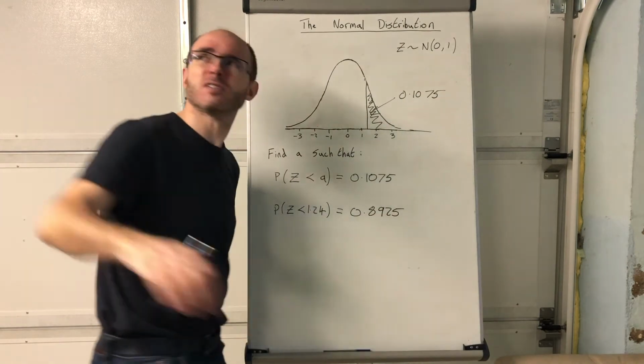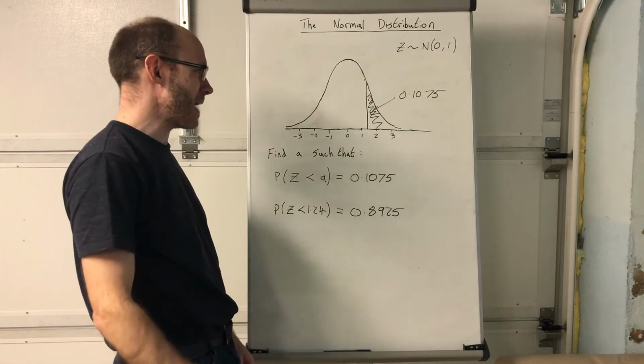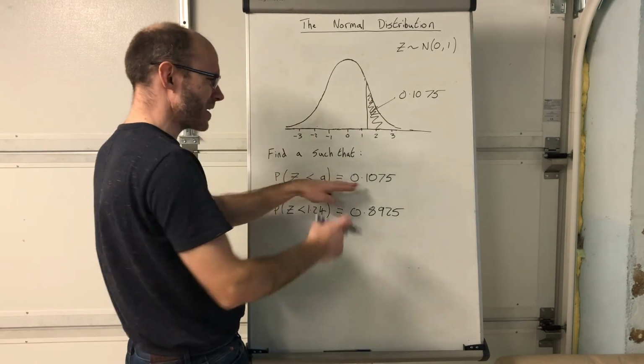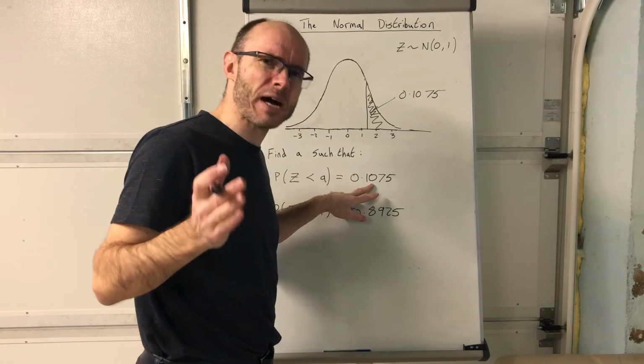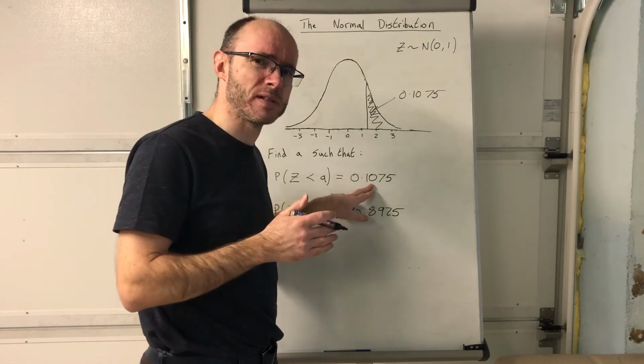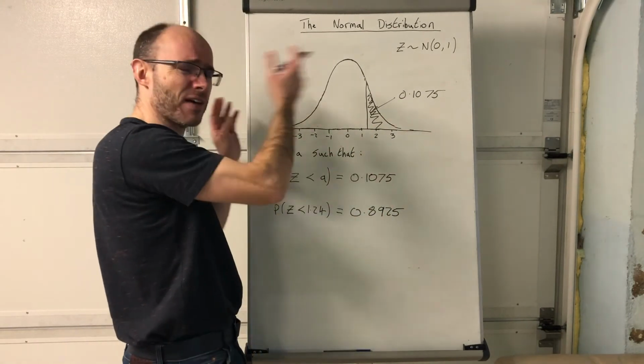0.1075. So how are we going to get this then? Well, just remember about the symmetry of the curve. Where else do you find a probability of 0.1075? It's on the other side of it, isn't it?